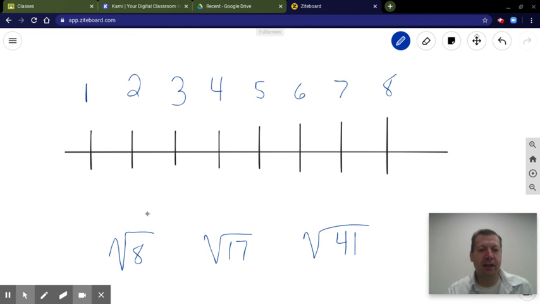Today you're going to be plotting square roots that are not perfect squares onto a number line. We need to make sense of this, so I need to give some examples right here.